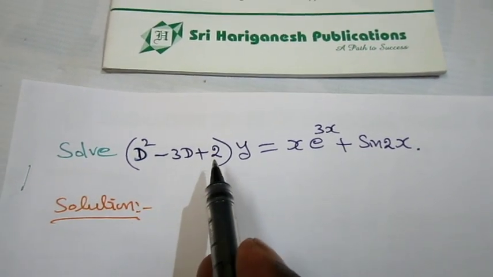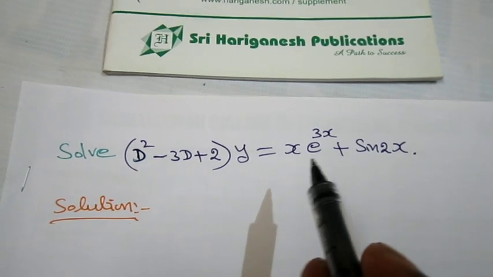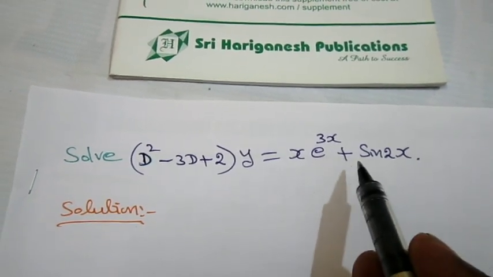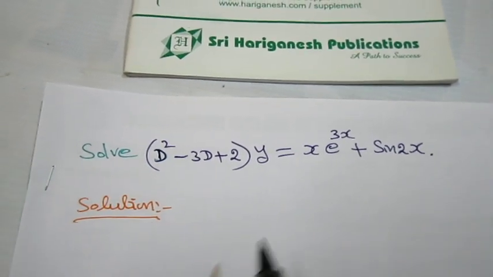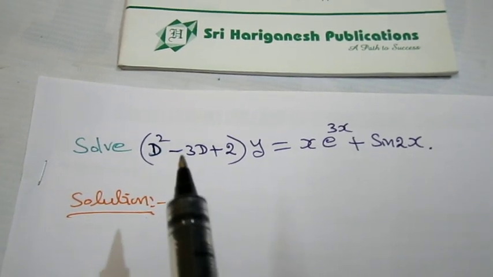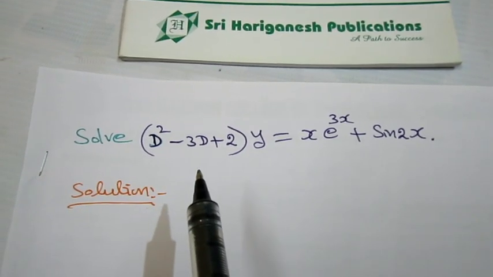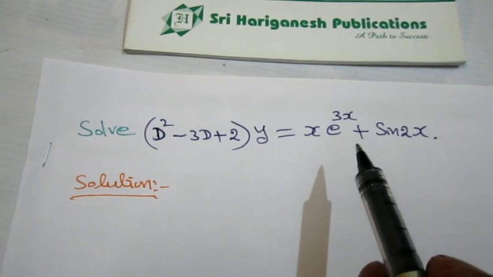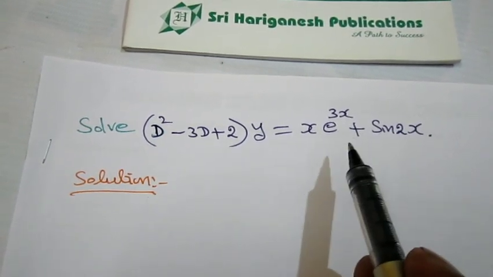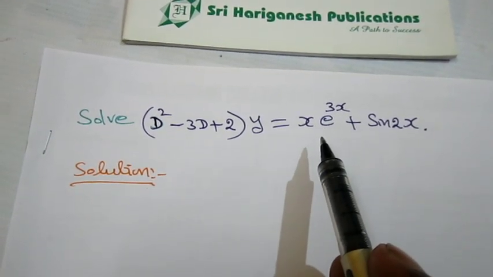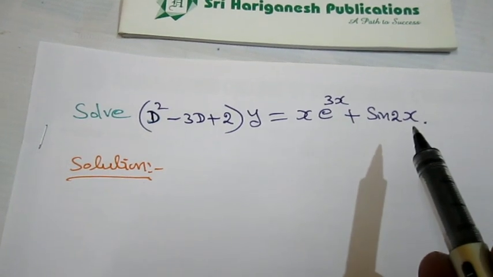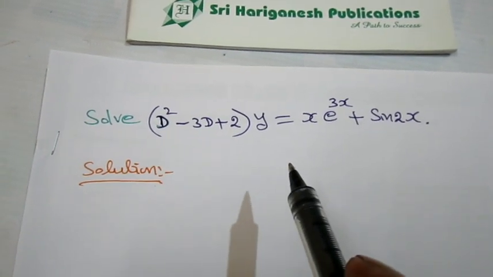(D square minus 3D plus 2) y equal to x e power 3x plus sin 2x. Now this is a differential equation with constant coefficients, but in the right hand side there are two terms, so we have to apply particular integral 1 and particular integral 2. So first I am going to find out the complementary function.